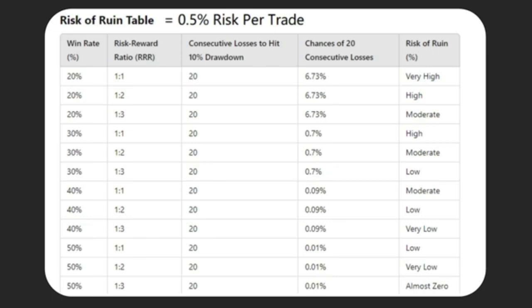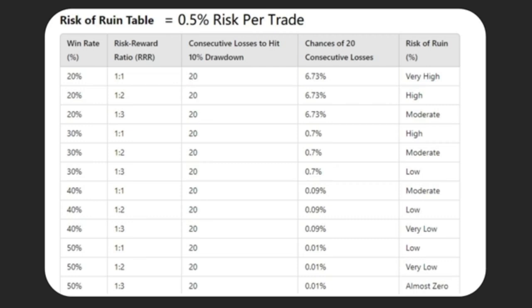And for that particular scenario, if your risk of ruin is low and lower than 30%, that means you have a lower than 30% chance of blowing up your account, which is highly unlikely, right? And these are the type of risk of ruin percentage values that you must be aiming for.